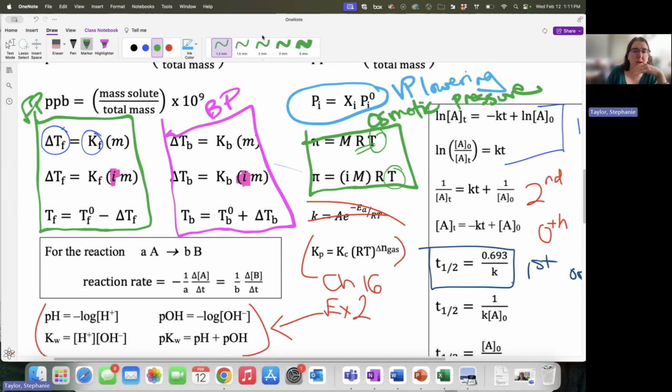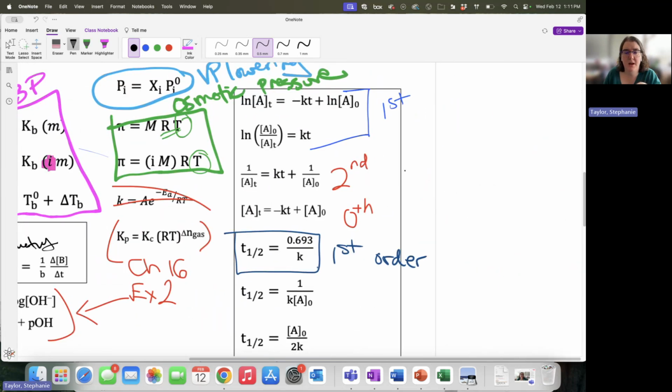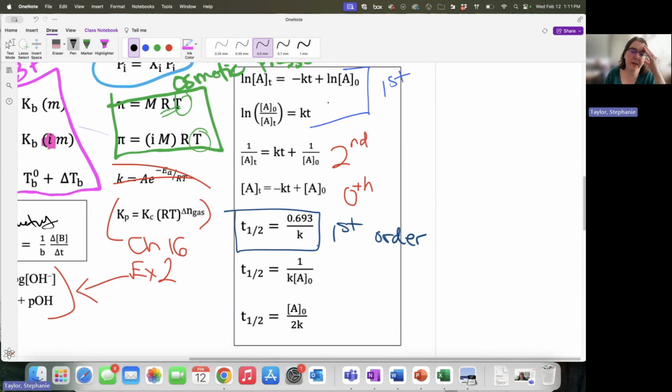This is dealing with stoichiometry of a solution. So in this little box here, this is kinetics with stoichiometry. Over here in the box, we've got first order integrated rate law, second order, zero order, and then a first order half-life equation.